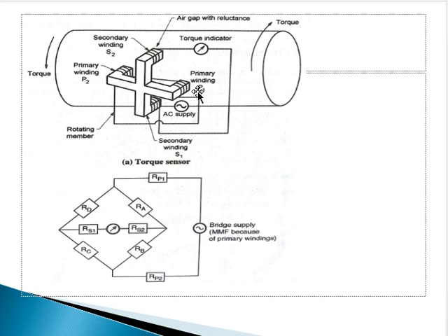Again I am repeating this. In this assembly there are two primary windings, and the AC supply is given to the primary winding. These are the secondary windings, and the torque indicator or meter is attached to the secondary winding. The flux induced in the secondary winding is due to the primary winding, and it is coupled through the air, because there is no core in between. This is the rotating body.